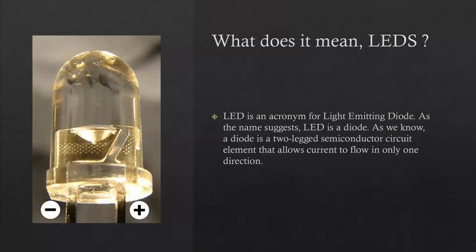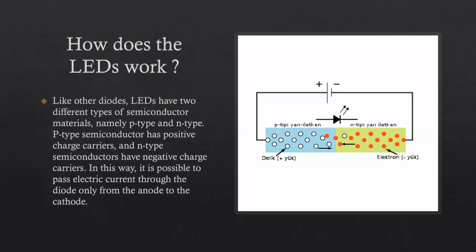Okay, let's start. Firstly, what does LED mean? LED is an acronym for light emitting diode. As the name suggests, an LED is a diode. As we know, a diode is a two-legged semiconductor circuit element that allows current flow in only one direction.